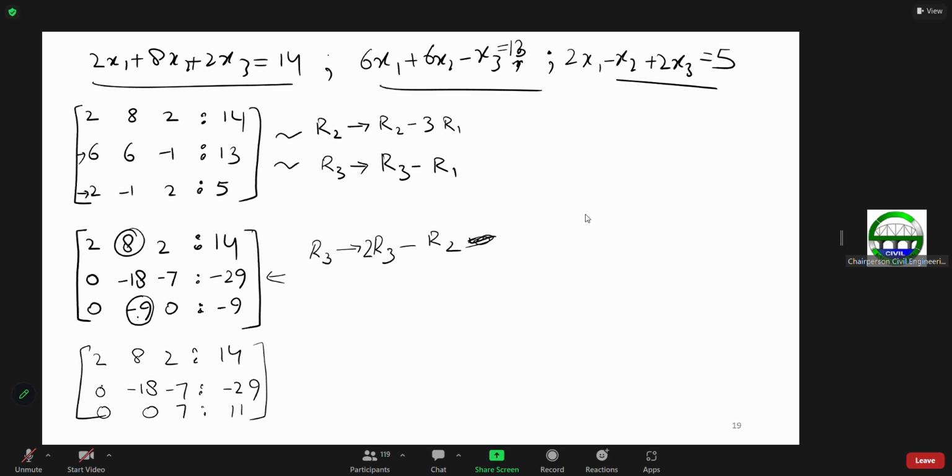Now we already made this one 0. Now our target is to make these things zeros. Any idea how we can make this one 0?